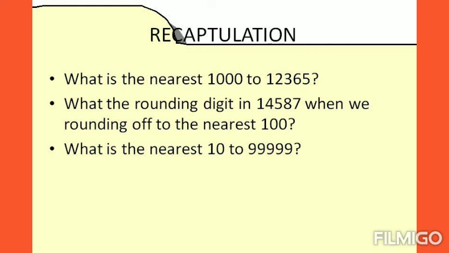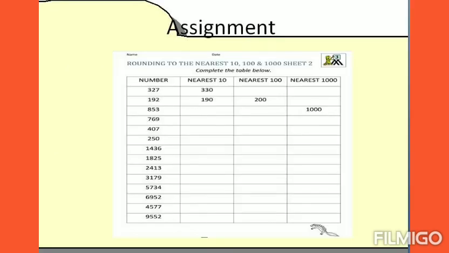Here is your first question. What is the nearest 1000 to 12,365? It is 12,000. You check with the rules. And then what is the rounding digit in 14,587 when we round off to the nearest 100? How do you find the rounding digit? It is at hundreds place. That is 5 is the answer. Next, what is the nearest 10 to 99,999? It is 1 lakh.